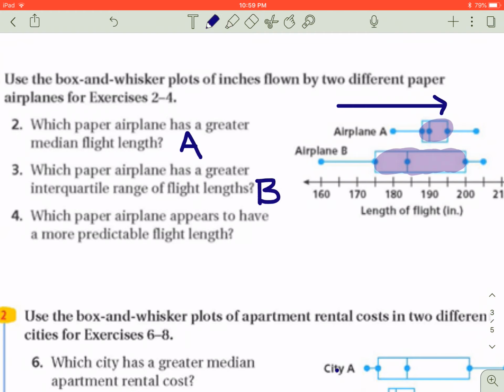And then 4 says which one's more predictable? Predictability, we're just looking at the box. We're not concerned with the whiskers. And the more compact the data is, the more predictable it is. And here, since box A is smaller, it is more predictable. So A is the more predictable of those two.